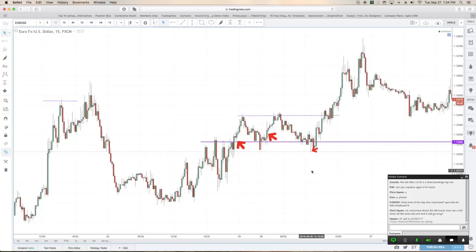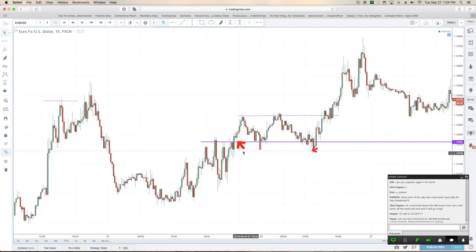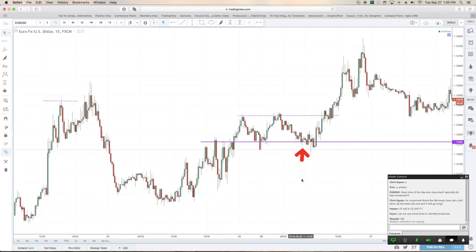Okay. Chris Sayers, I'm concerned about the fourth touch. How can you tell when all tests will end and you can go long? Okay, so how many of you have a similar question to that? Do you want to recap the fourth area again? Okay, we're going to go through the fourth area in detail again, and I'm going to change the language a bit so it can make a little more sense.